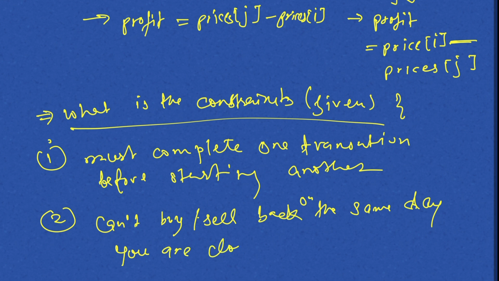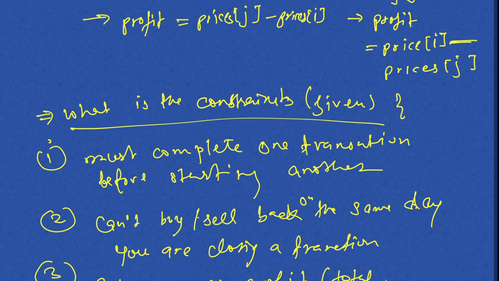You are closing a transaction first. Then we will return the maximum profit with the two transactions. Maximum profit is called the total profit, with at most k transactions. The number of transactions should be at most k. This is what the question is saying.